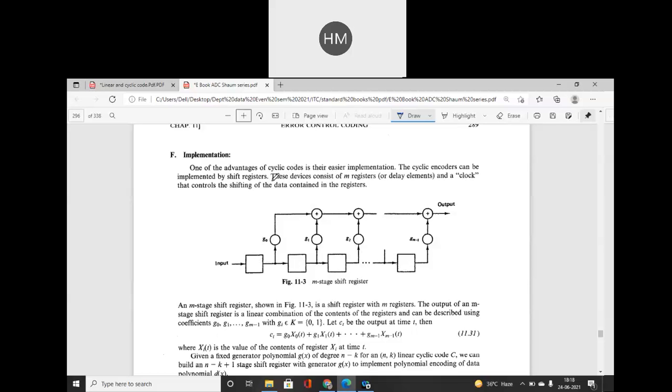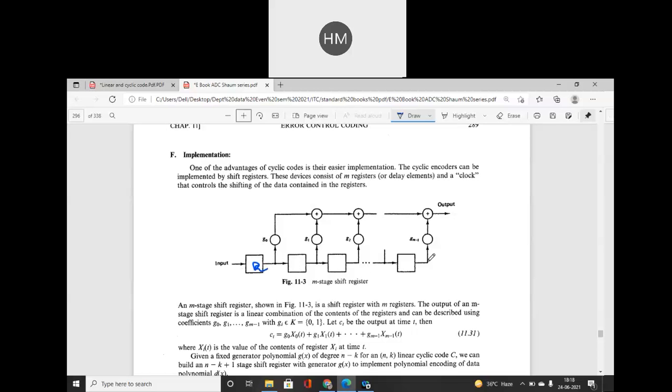See, practically, theoretically I will calculate, but how to implement these codes practically in your communication system? There I will use all digital electronics components. We know how to design a shift register, we know how to design an adder, we know how to prepare a modulo operator by using digital devices. So I will use all the digital devices to form the encoder. The cyclic encoders can be implemented by using shift registers. These are my registers, shift registers.